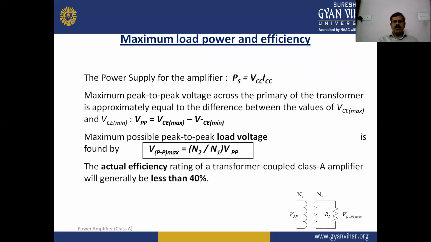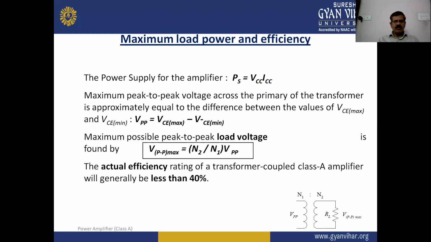Next, maximum load power and efficiency. So the power supply for the amplifier PS equal to VCC ICC. The maximum peak to peak voltage across the primary of the transformer is approximately equal to the difference between the value of VCE max and VCE minimum. So VPP, peak to peak voltage, equal to VCE max minus VCE minimum.